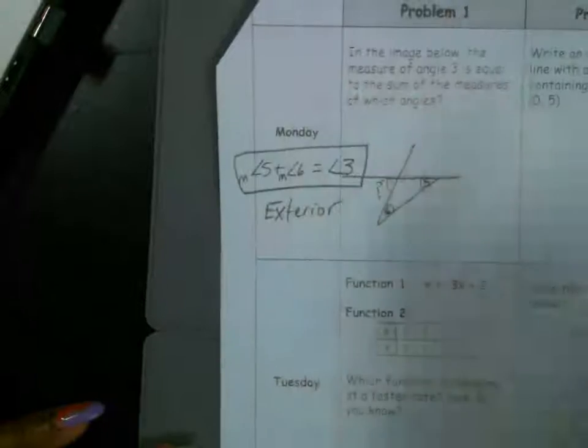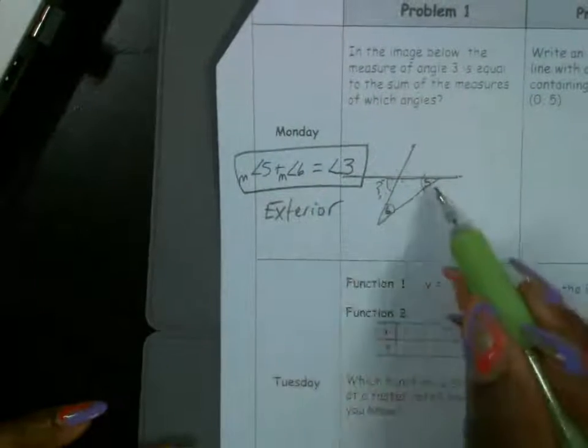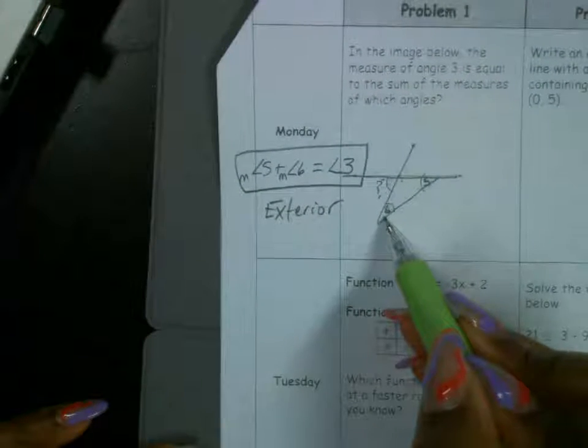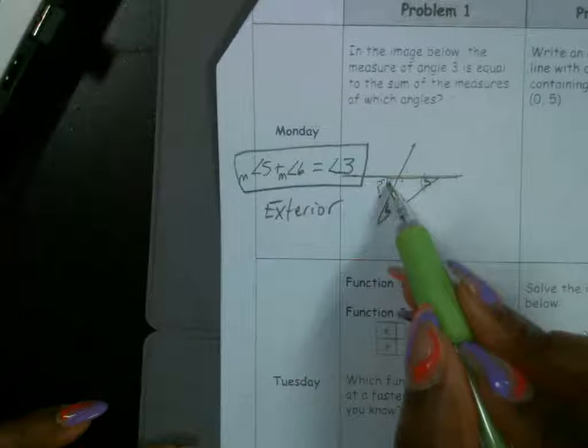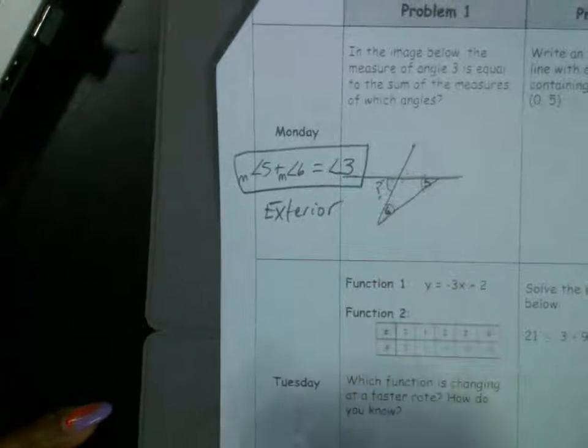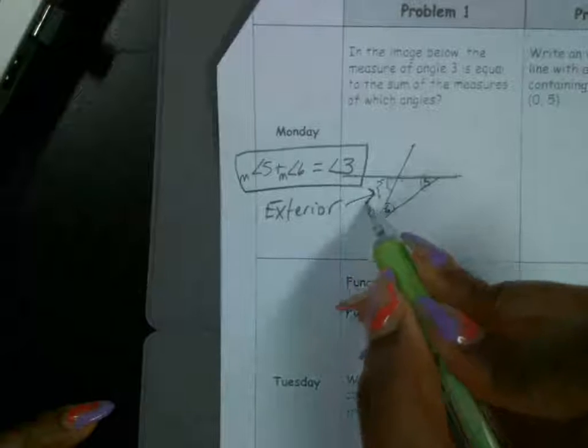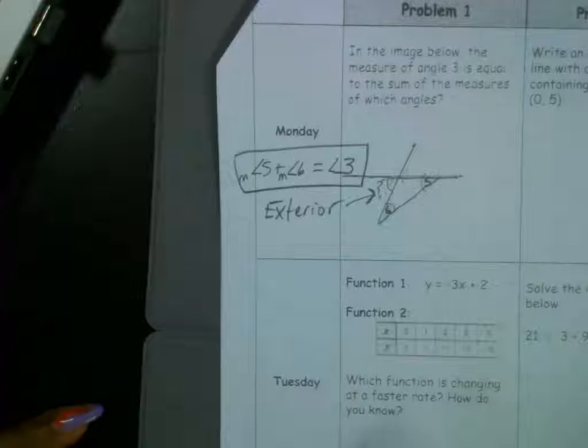And I need the little bitty m. The little bitty m is measurement. The measurement of angle 5 and the measurement of angle 6, when you add them together, that's going to equal the measurement of angle 3. This is the exterior angle. Please write that down.